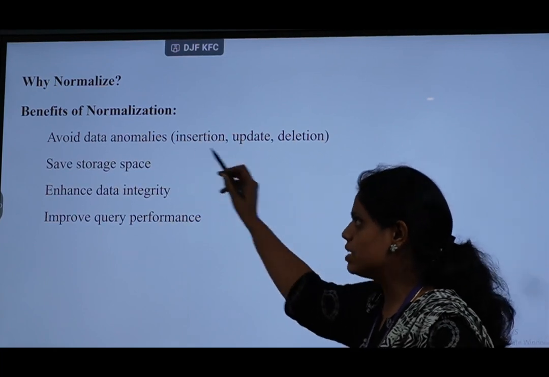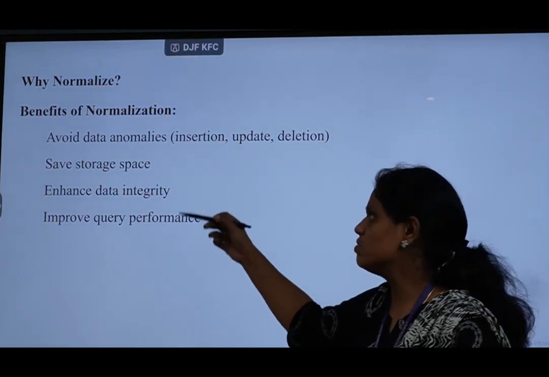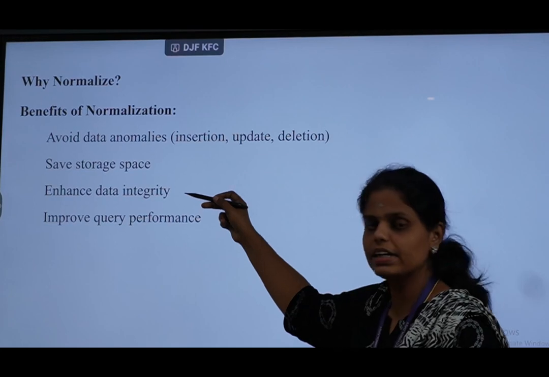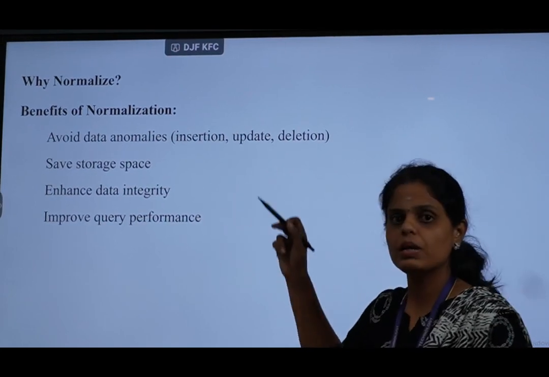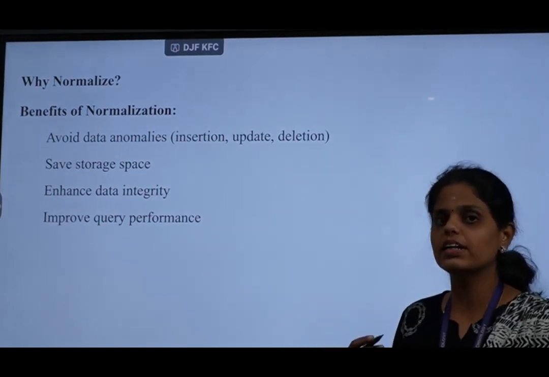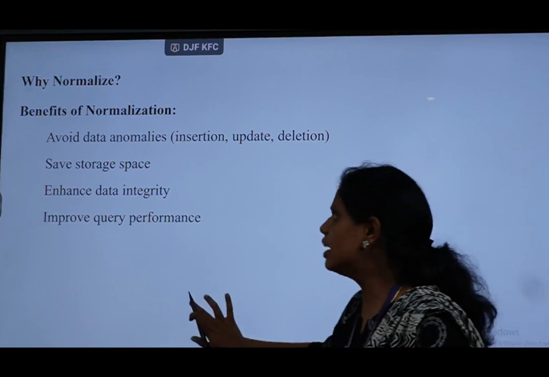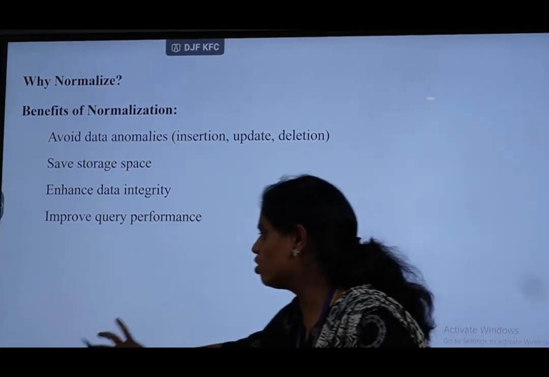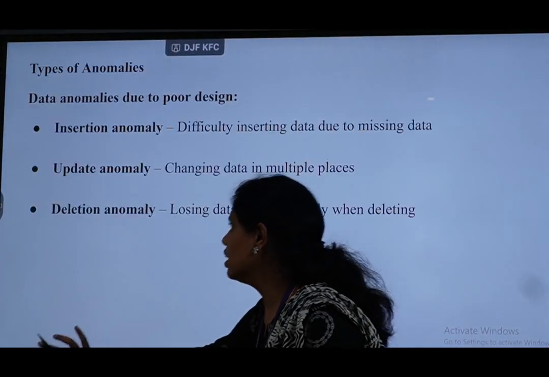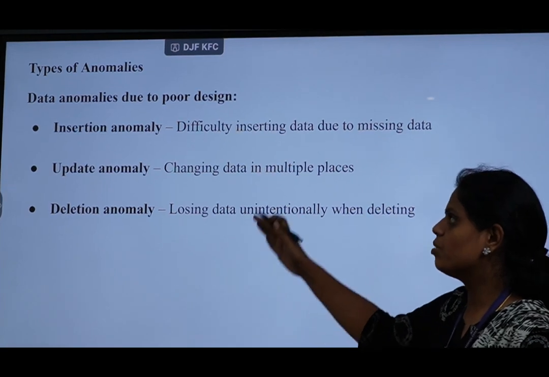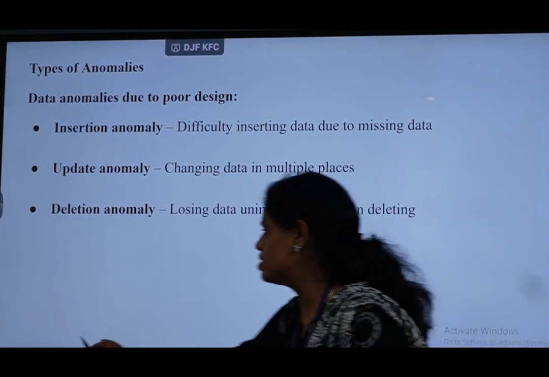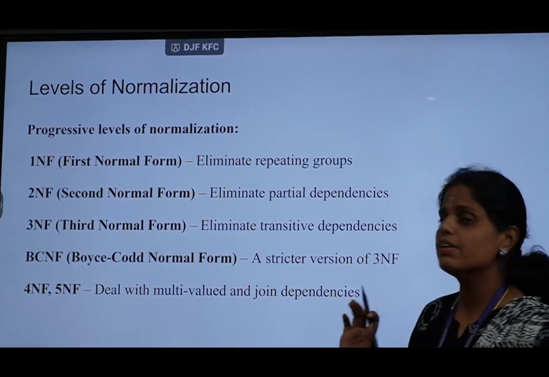Once these anomalies are avoided, we save storage space, the data integrity is enhanced, and the query performance improves. When we want to retrieve the data, the retrieval will also be a little easier. That is the major benefit of using normalization techniques. We have discussed the three anomalies: insertion, updation and deletion anomaly. Next, what are the levels of normalization?